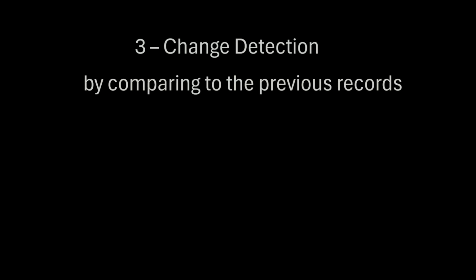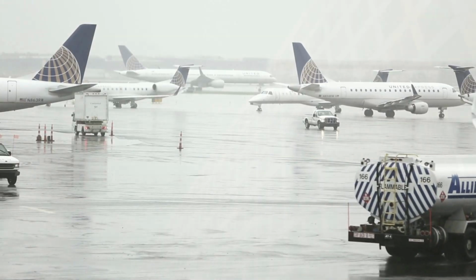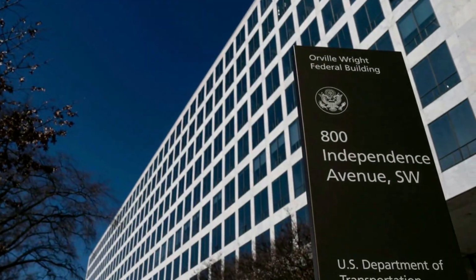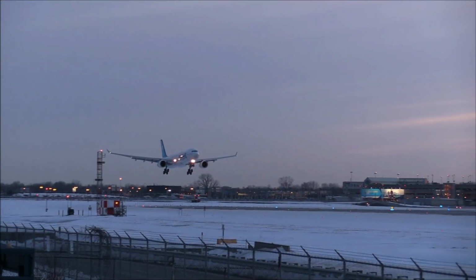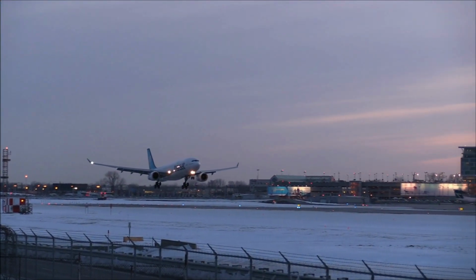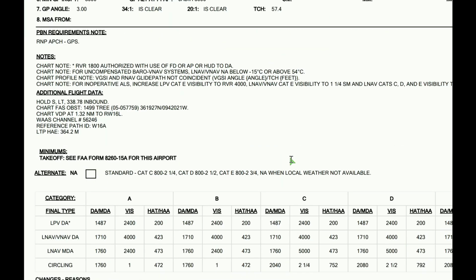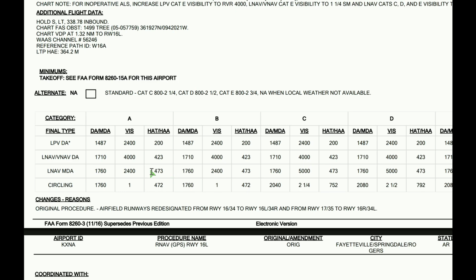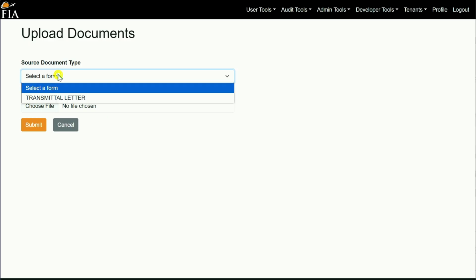The central function of FIA is change detection by comparing to the previous records. New documents released by agencies usually contain a mixture of old information and new information about the conditions of airports and approach procedures. It is, therefore, utterly important to detect what changed with respect to the latest record in the database. I will show you this capability by uploading a new transmittal letter by the FAA.